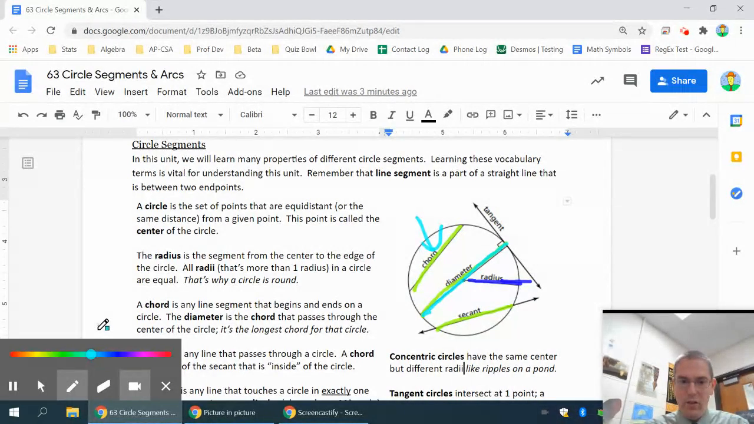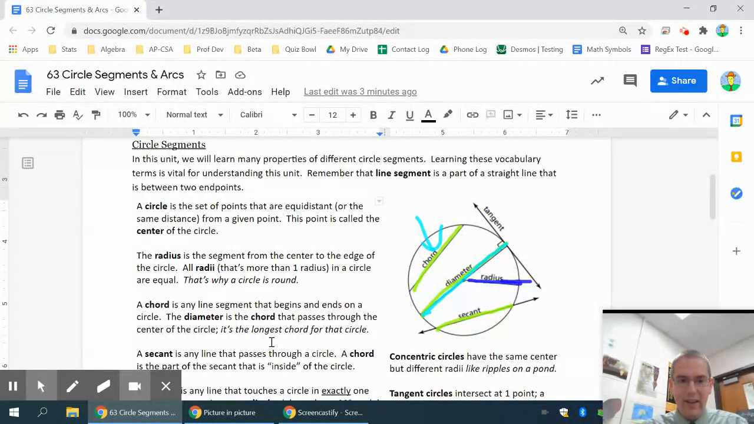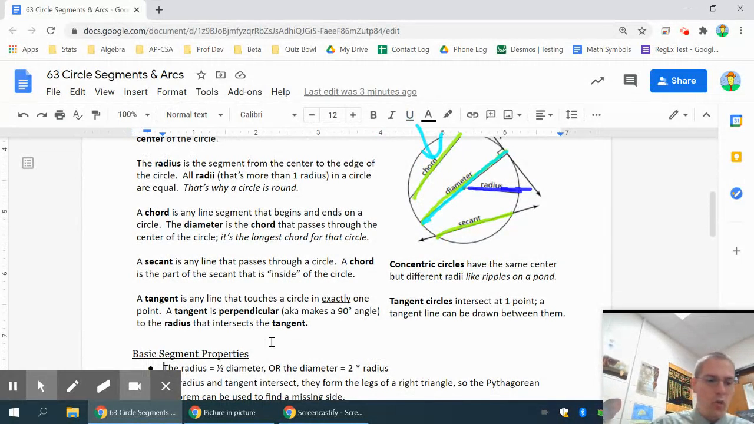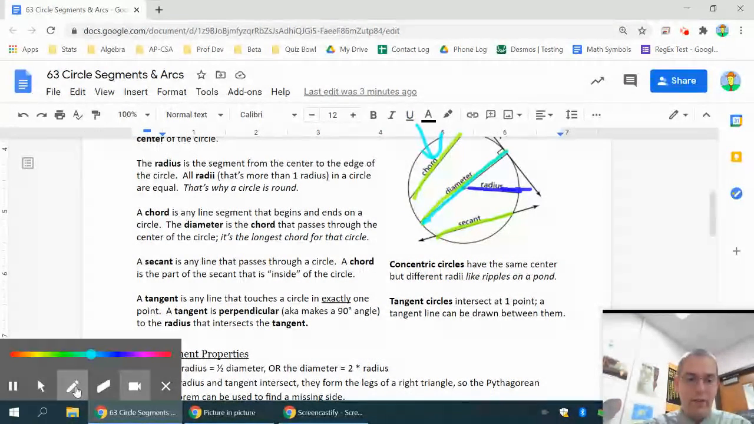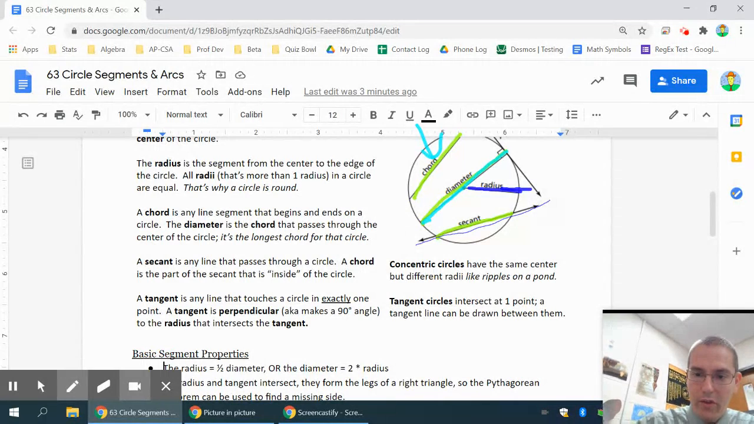As we continue moving on, the next thing is a secant. A secant is a line that passes all the way through the circle. Later on, we'll talk about some angles that happen when lines intersect inside or outside of the circle. So the secants will allow lines to intersect outside of the circle. So that part inside the circle is a chord, but the whole thing going all the way through would be a secant line.